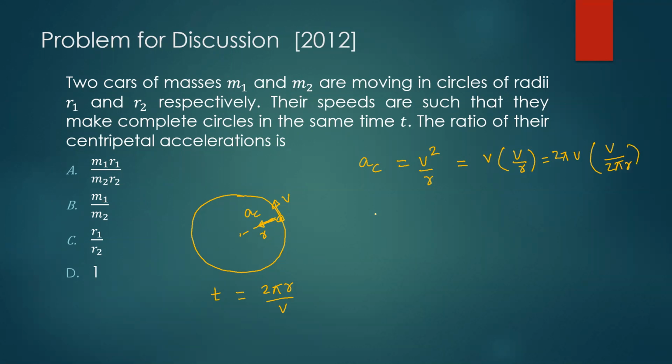So what do I have here? The centripetal acceleration, I can write it as 2 pi into v by t. Are we okay here? Okay. So now, if I write like this, then I don't have velocity, right? So since I don't have velocity, instead of writing like this, I can actually square this.